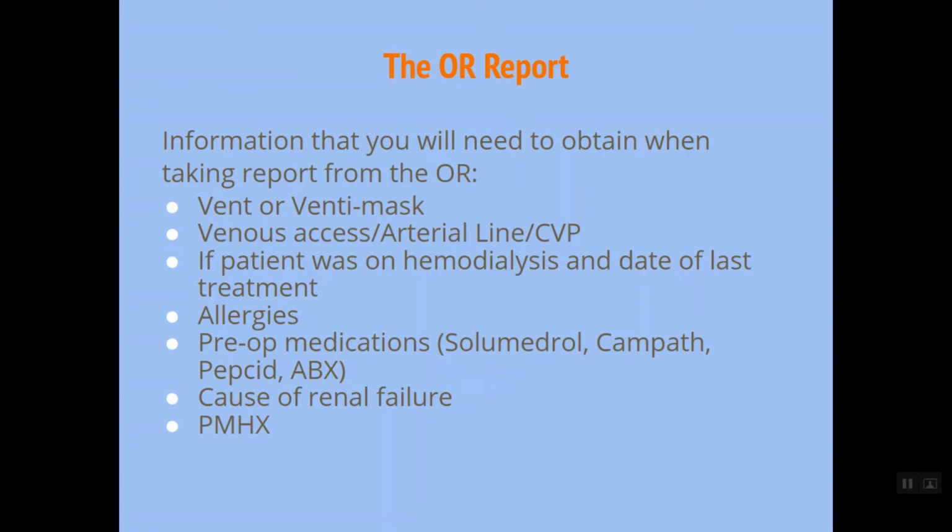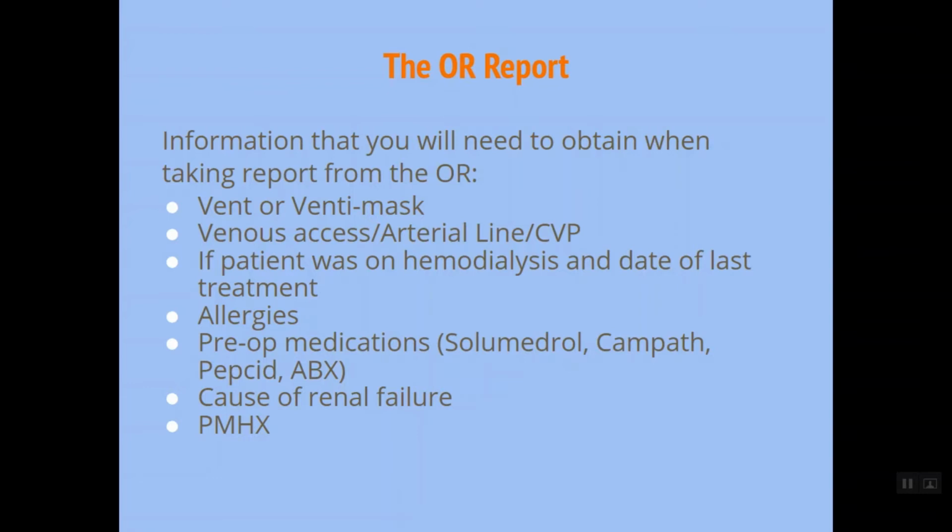We want to also find out from the OR what the venous access is, if they have an arterial line, and if a CVP is already set up. We also want to know if the patient was on hemodialysis and the date of their last treatment. Usually we try and dialyze these patients the night before surgery to make sure that their blood is as clean as possible before going into OR.